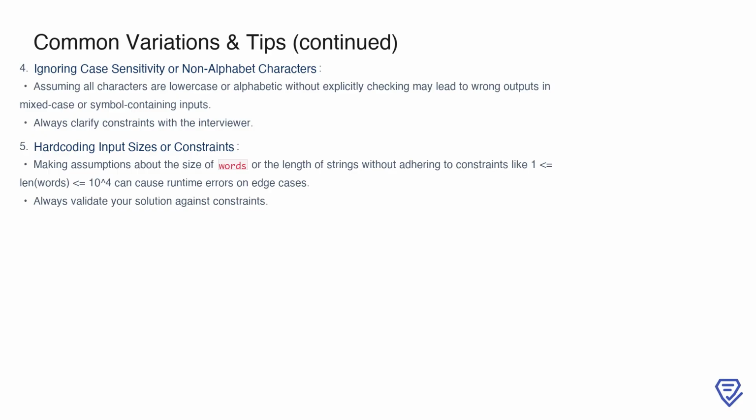Additionally, hard-coding input sizes or constraints is a common pitfall. Making assumptions about the size of the words list or the length of individual strings, without adhering to the problem's constraints, can result in runtime errors, especially on edge cases. For example, constraints like 1 <= len(words) <= 10 to the power of 4 must be respected. Always validate your solution against these constraints to ensure robustness.